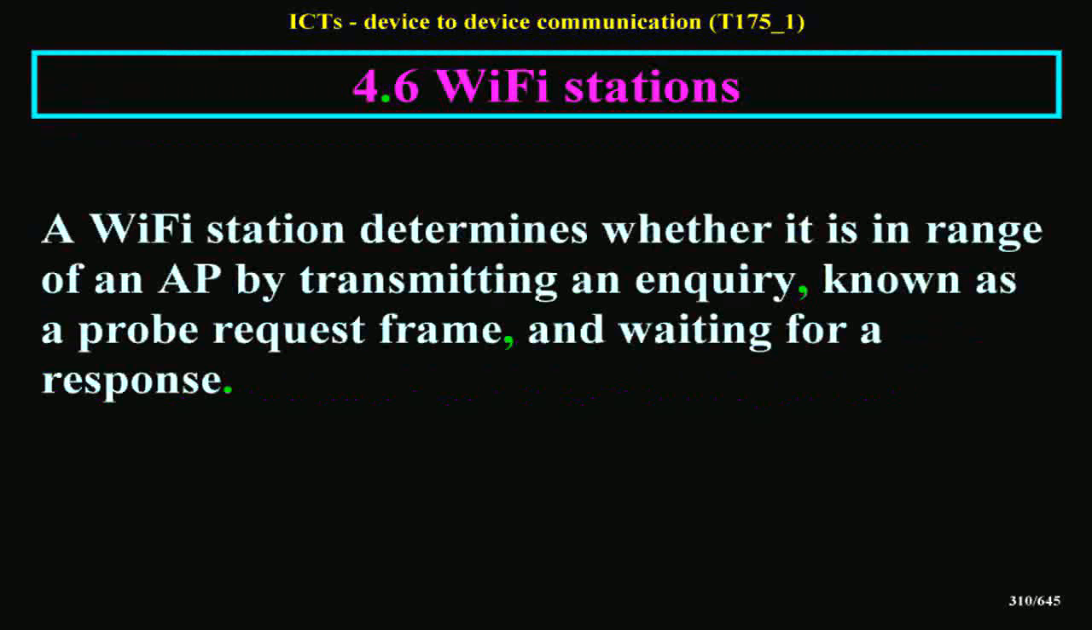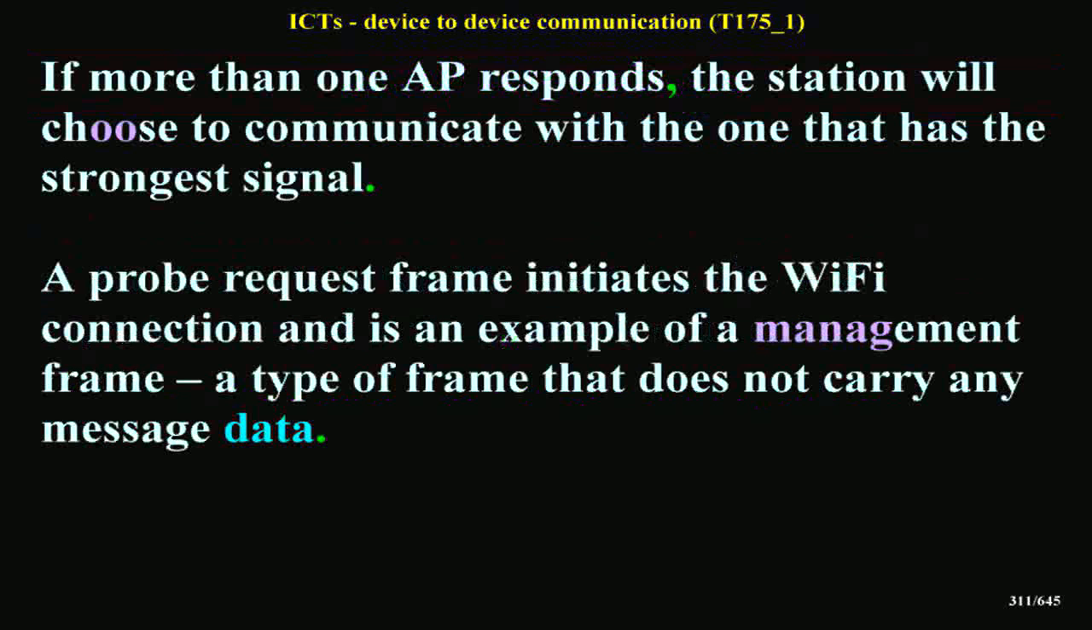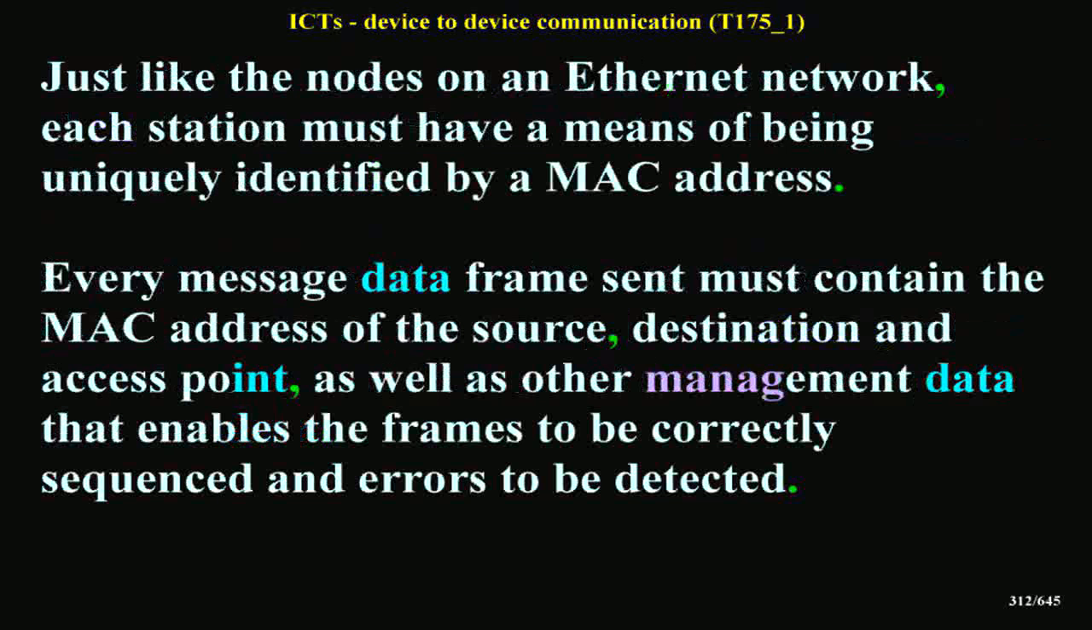6. Wi-Fi stations. A Wi-Fi station determines whether it is in range of an AP by transmitting an inquiry, known as a probe request frame, and waiting for a response. If more than one AP responds, the station will choose to communicate with the one that has the strongest signal. A probe request frame initiates the Wi-Fi connection and is an example of a management frame, a type of frame that does not carry any message data.